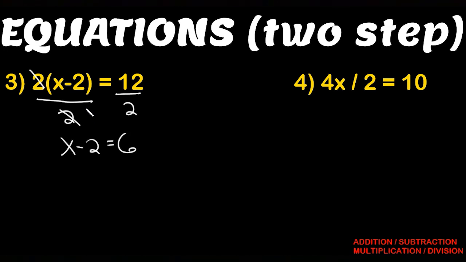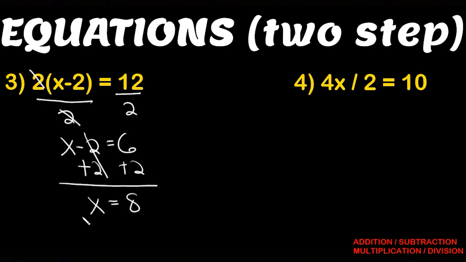Okay. So from here, I see that I have subtraction. I'm going to add 2 on both sides, right? And so what do we end up with? Well, it cancels out right here. I get x is equal to 8. All right, 6 plus 2, I get 8. Let's go ahead and box that in.